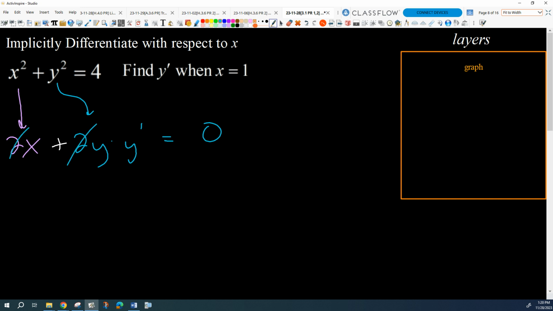So all I have to do now is solve for y prime, and I'm done. Well, I can divide by 2 and get rid of those. And so I just get y prime equals negative x over y, if I subtract the x and divide by y, and I'm done. Okay? All right. We'll keep going with this tomorrow. Now, tell me that's not cool. Isn't that cool stuff? You got to get kind of excited about that.